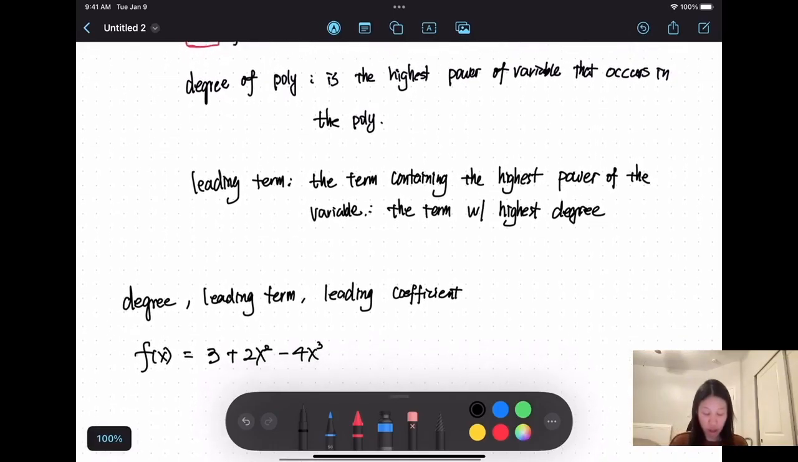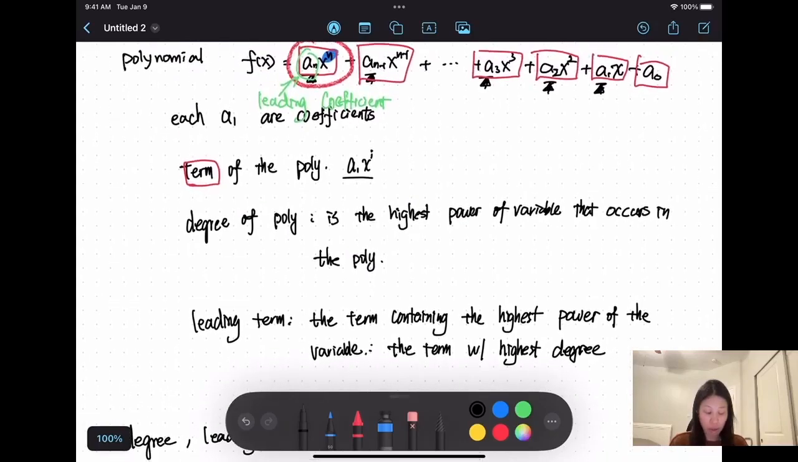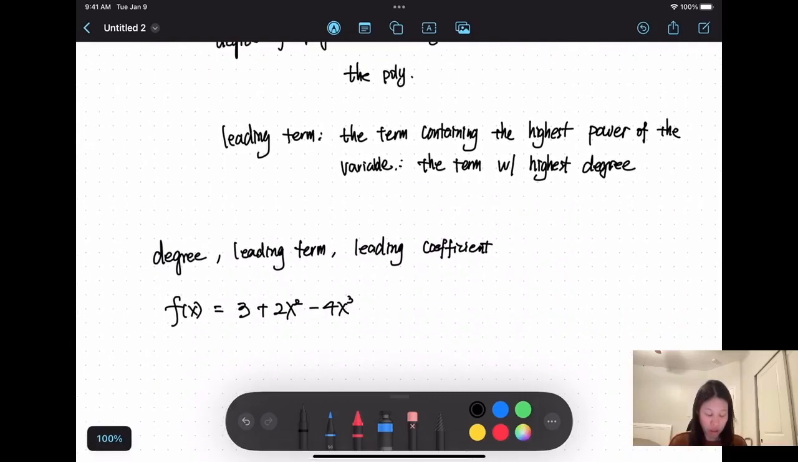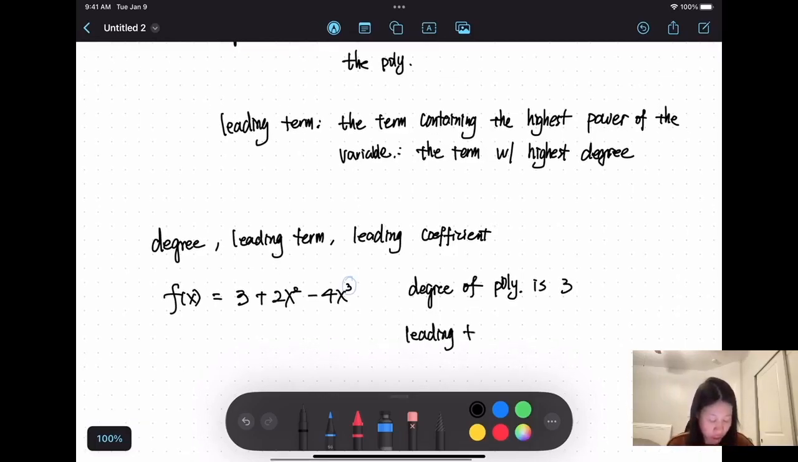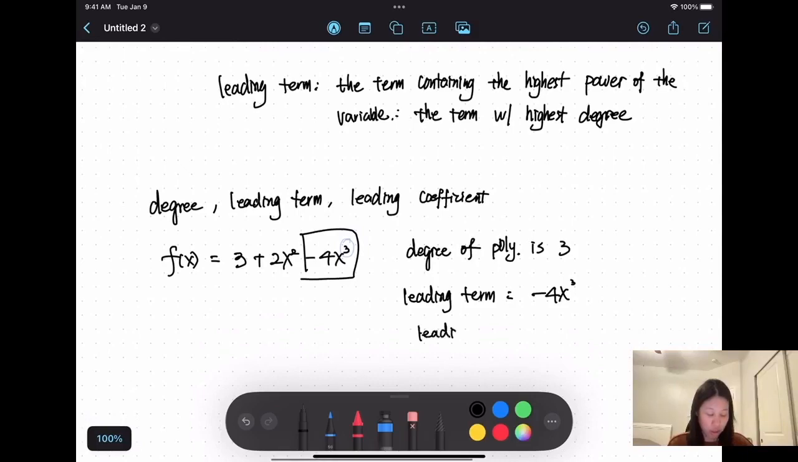So remember our definition of degree. The degree is the highest power of the variable that occurs in the polynomial. What's the highest power that occurs? x to the third power, right? So third is the highest power, so the degree of the polynomial is 3. So what about the leading term? The leading term is the term containing the highest power, which is here. Don't forget the negative sign, because that is also considered part of the term. So it would be negative x to the third power. And then the leading coefficient is what? Negative 1, because our leading term is negative 1 times x cubed. So our leading coefficient should be negative 1.